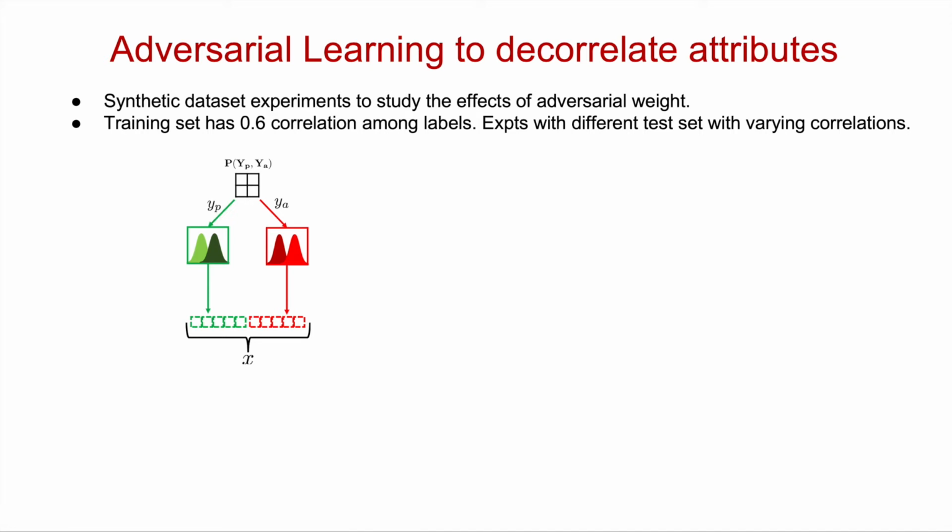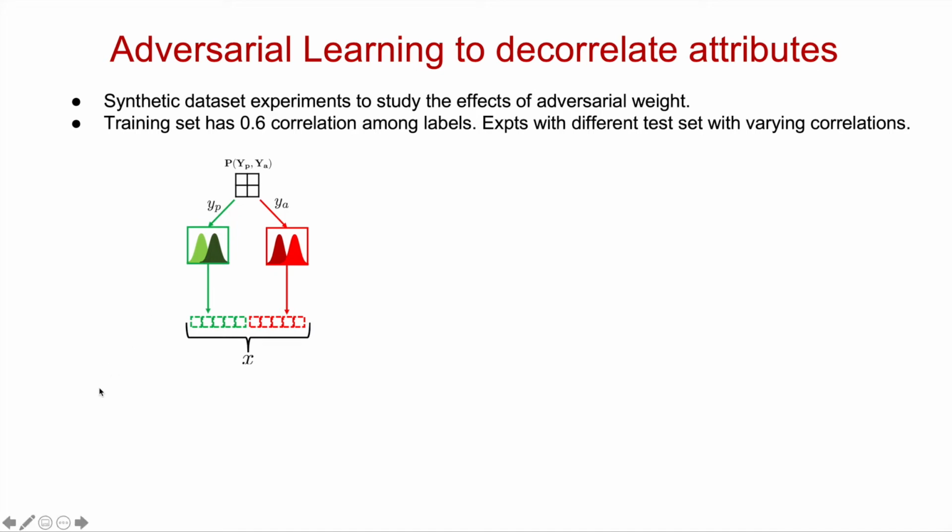We create a two-label dataset with input instance a 10-dimensional vector X. We have primary label YP and an auxiliary label YA. We sample them from a joint distribution through which we can control the correlation between the primary and auxiliary labels in the dataset.